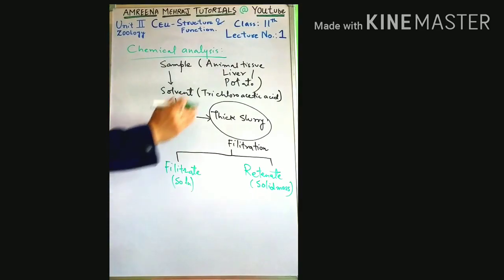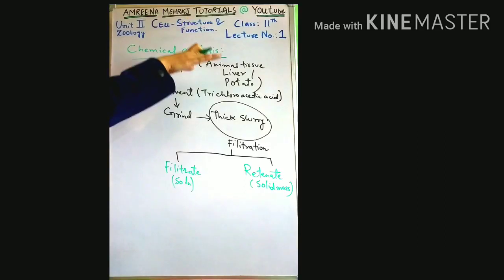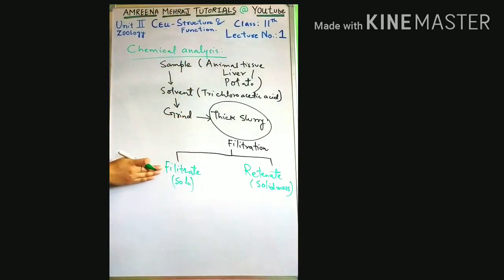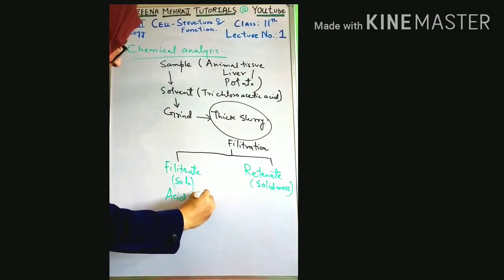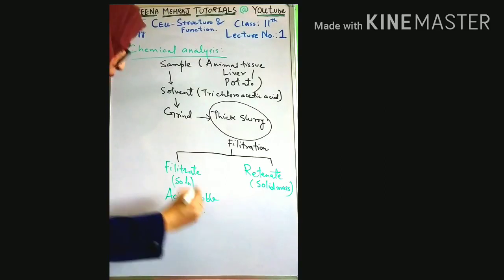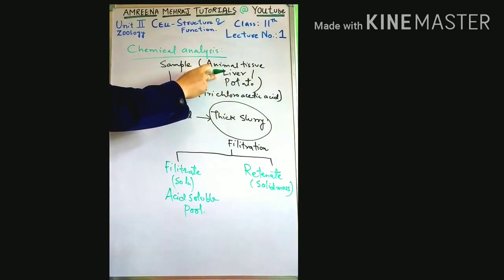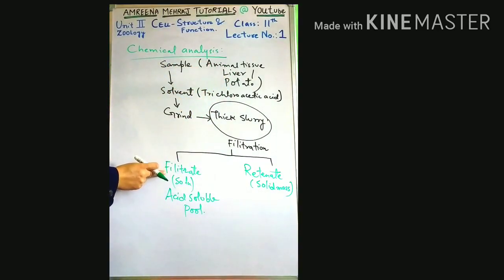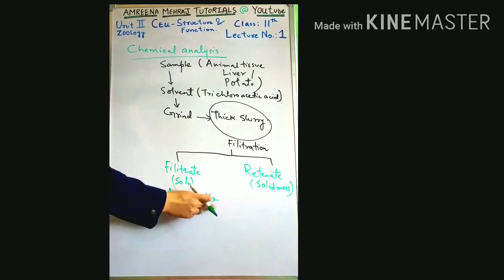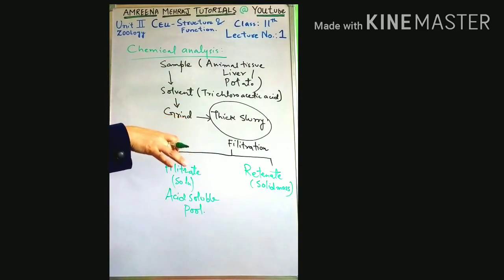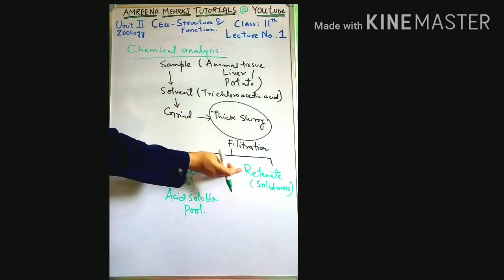It's all those molecules of the liver which were soluble in trichloroacetic acid and they got filtered in this filtrate. Can't we call this filtrate then acid soluble pool? So all those substances, all those molecules which were present in the liver tissue, they got grinded and they got filtered along with trichloroacetic acid and we obtained them in an acid soluble pool. Whereas all the substances which do not get solubilized in trichloroacetic acid, they remain in the retentate.